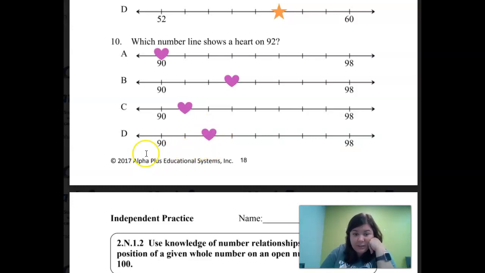Good. Okay. That's all for our lesson this week. You'll have some independent practice to work on. So get really good at counting all the way to 100, okay? And make sure you don't miss any numbers. You've got to know all of those.